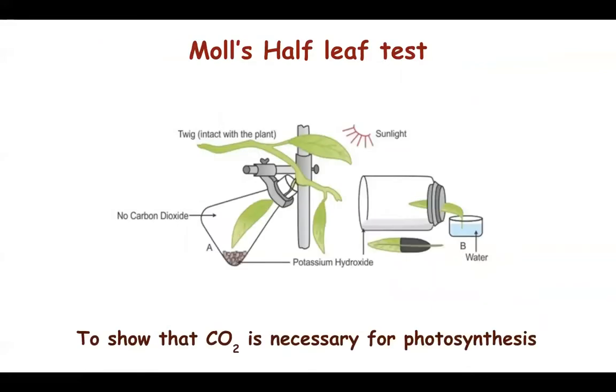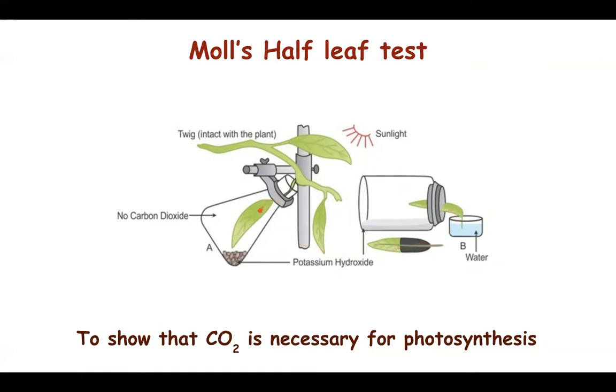This same experiment can be done in a different manner also, and then it is called Moll's half-leaf test. So what is done in Moll's half-leaf test? We have a leaf, half of which is inserted inside a jar having potassium hydroxide solution, and half of it is still intact, kept outside, dipped in water.